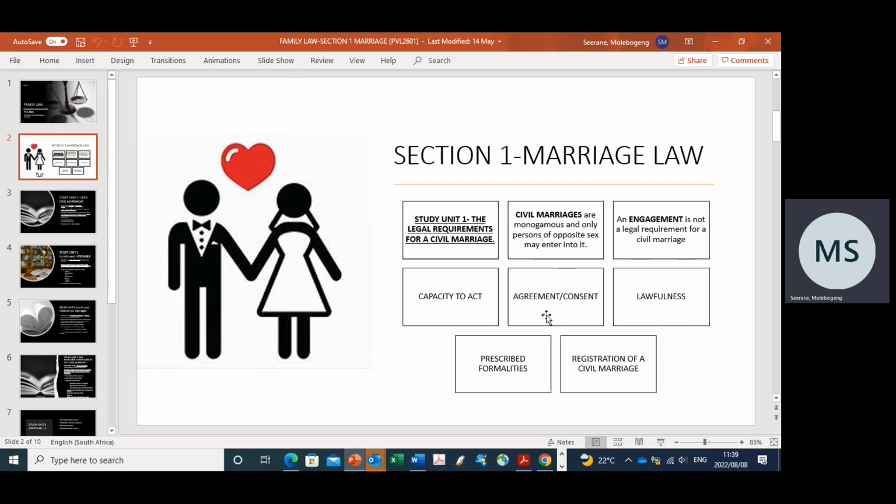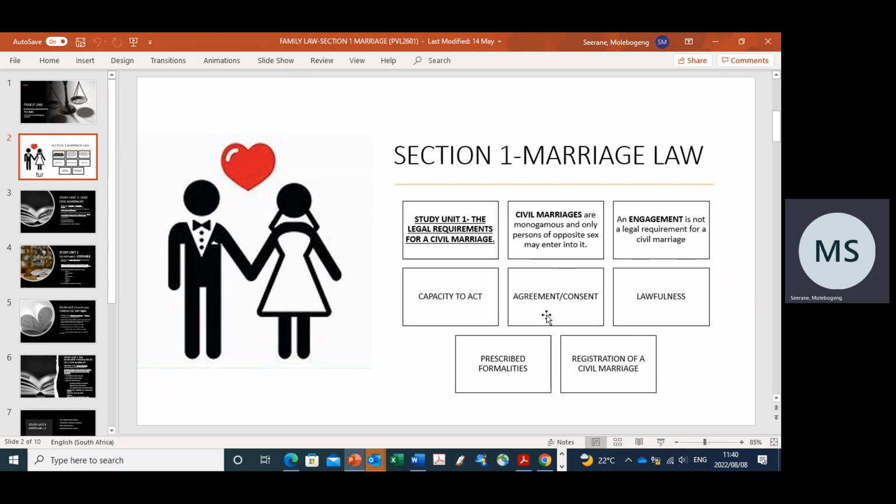So the effect, where this factor is proved, is that the civil marriage under undue influence is voidable. There is no direct authority to this, the marriage being voidable.